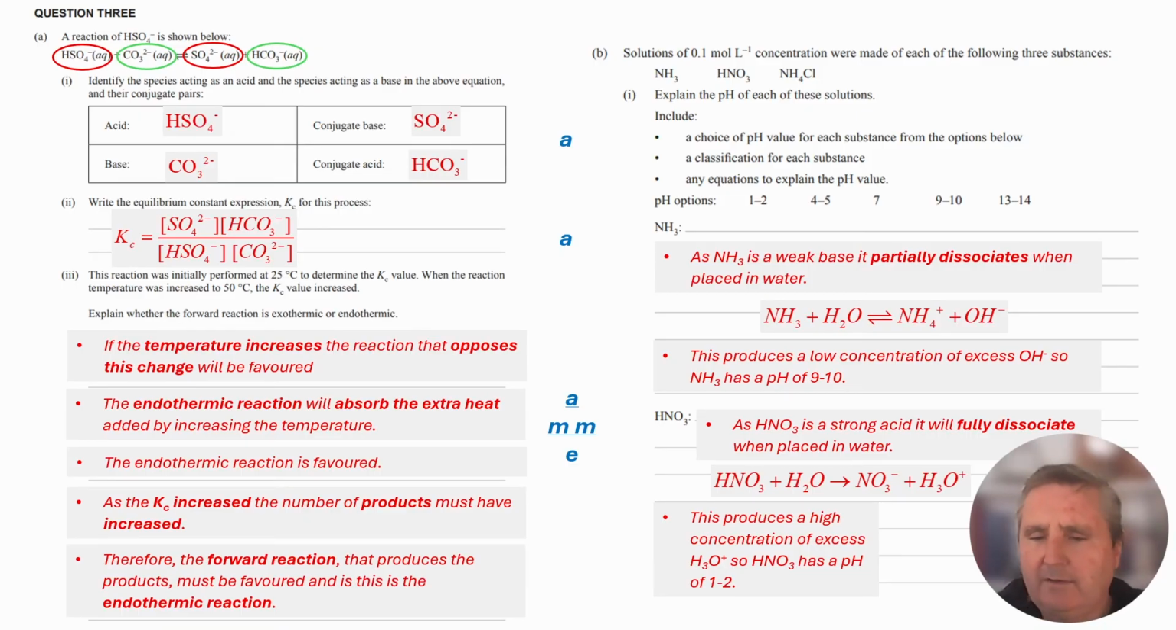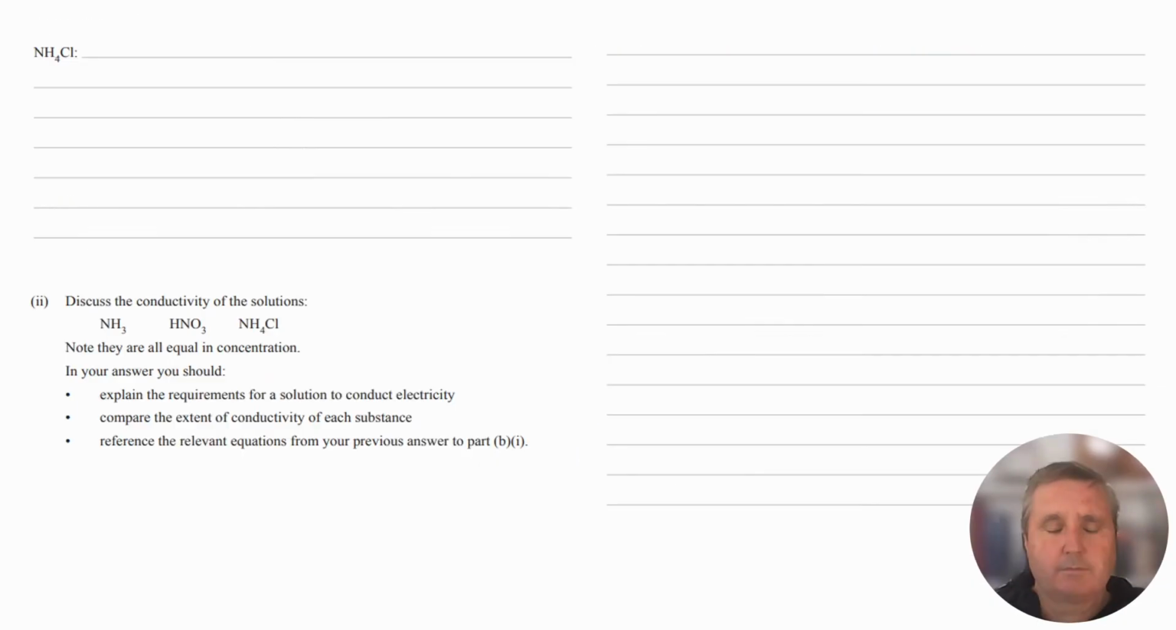I use the word excess because there's always a concentration of OH- or H3O+ in water, but this is producing more of it. But it's a really high concentration, so therefore its pH is going to be somewhere around 1 to 2. Okay, let's have a look at the last one of these three, and that's NH4Cl.